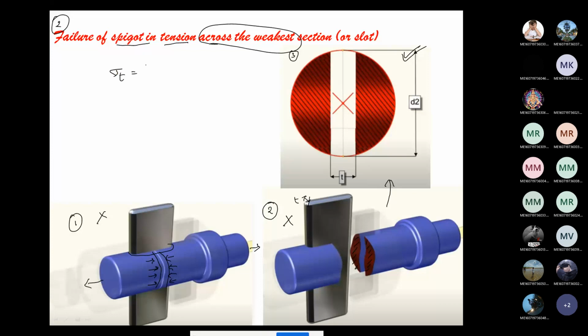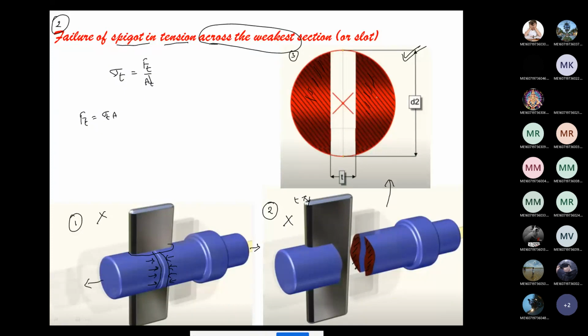What is the basic equation? Force by area. So what type of stress is acting here? Tensile stress acting, due to the tensile load applying. So tensile load, tensile failure, right? Now this equation I can write as Ft equals sigma t into area. Now, what is the area? Failure area only we need to consider. What is the failure area? This red color hashed portion is the failure area, right?